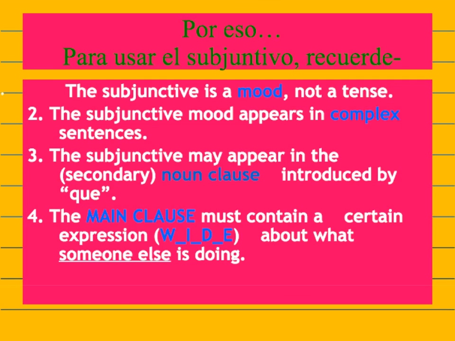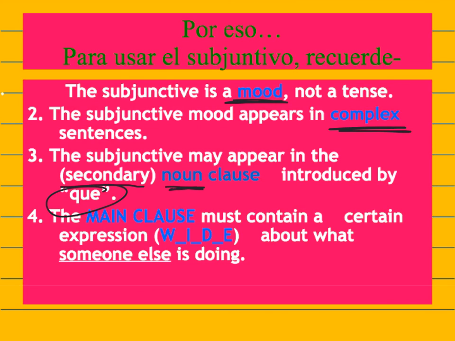Okay, por eso. Here's what we said. Para usar el subjuntivo. So to use subjunctive, remember, the subjunctive, first of all, is not a tense. It's a mood. So the subjunctive is a category of verbs. This subjunctive mood appears in complex sentences. It has to be a kind of long sentence with at least two clauses. The subjunctive may appear in the secondary clause, in the noun clause. It's the only type we're doing. And it will be introduced by que.